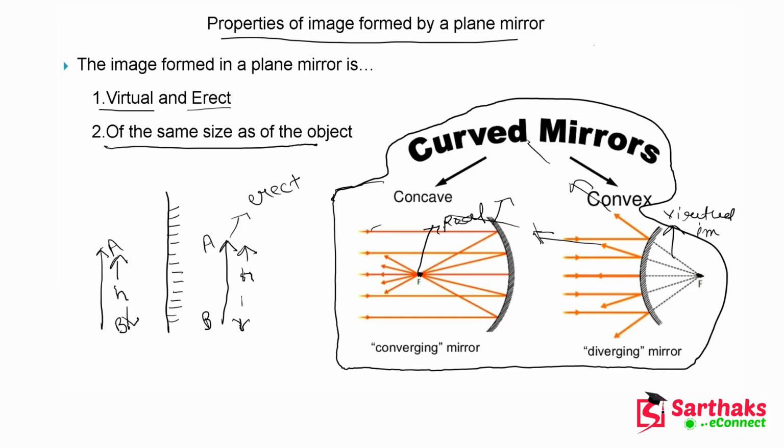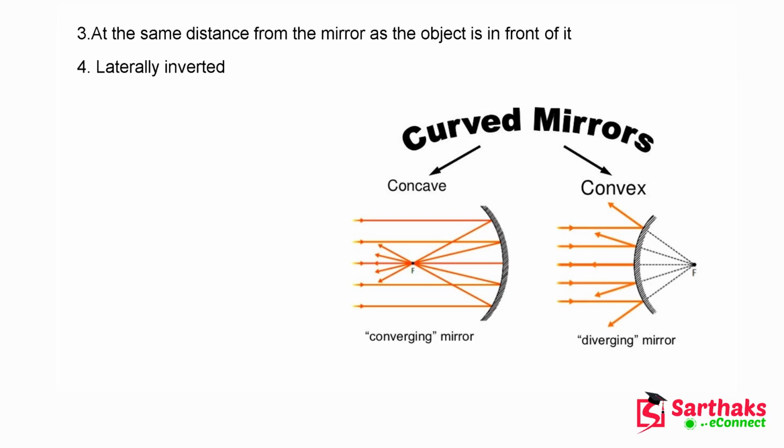Okay, I hope you got my point. Now let's move to the next slide. We were discussing the properties of the image formed by a plane mirror. Let me draw a mirror for you. Let's suppose this is you standing here. This is your image. The distance of the object from the mirror, let's suppose it is h. Then the distance of the image from the plane mirror will also be h. It means the image is at the same distance from the mirror as the object is in front of it.